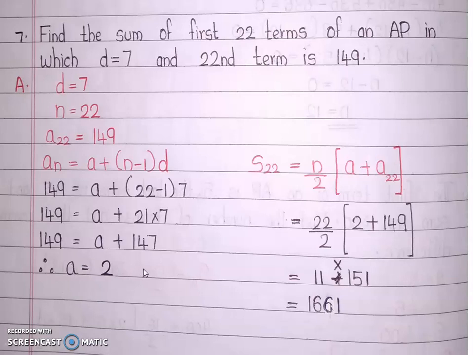Substituting a equal to 2 in the sum of 22 formula, you will get 1661. Do you remember this question anywhere? This was your second question in the review test of Monday. So I don't want to explain it more.